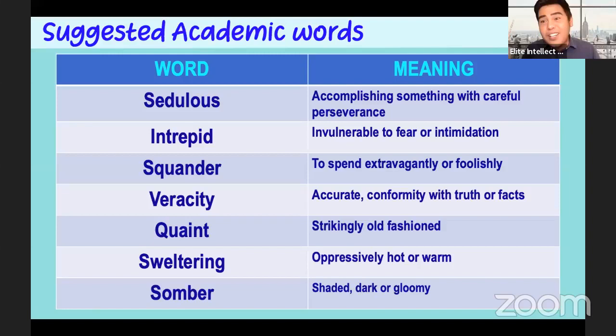Subukan mo matulog. Okay, somber guys, makulimlim, okay? I went out yesterday, but then again, it's quite somber, right? So when you say somber, medyo makulimlim. Okay? What else? All right.